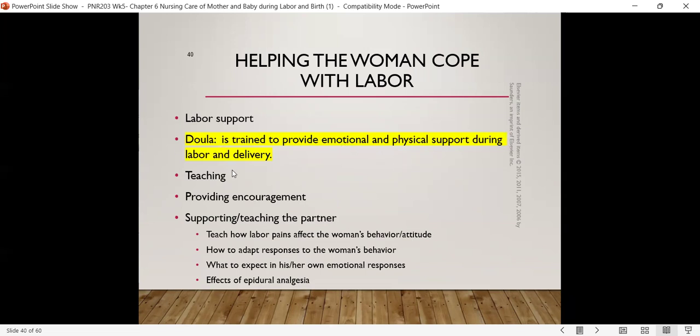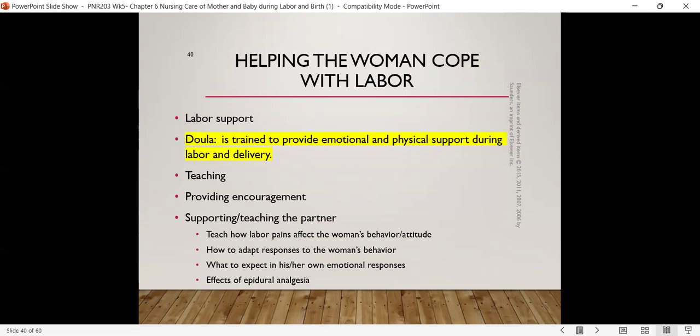We do a lot of teaching. We do a lot of reinforcing teaching. We breathe with our patients. We let them know what's happening. We inform them. If we do a sterile vag exam, we say, I'm going to now do a sterile vag exam to find out your dilation. Is that okay? And she said, yes.